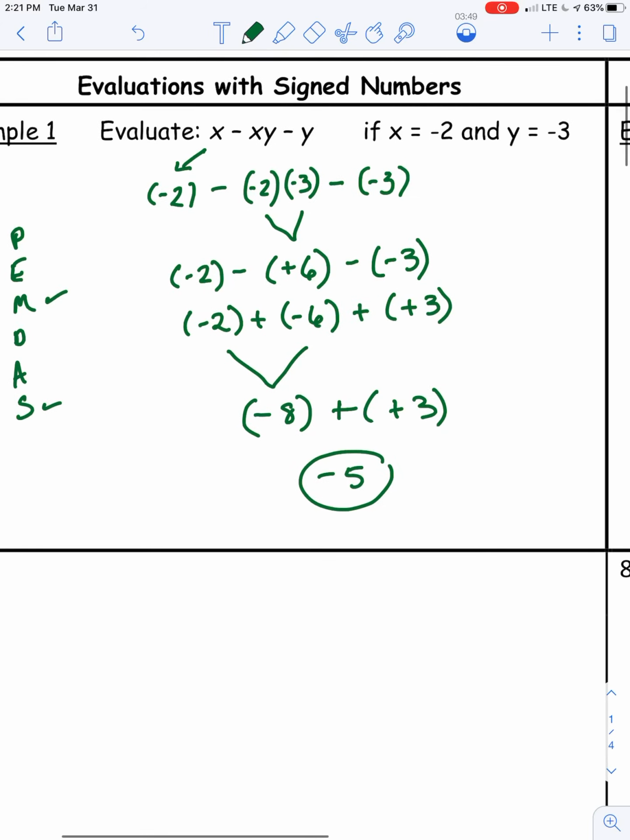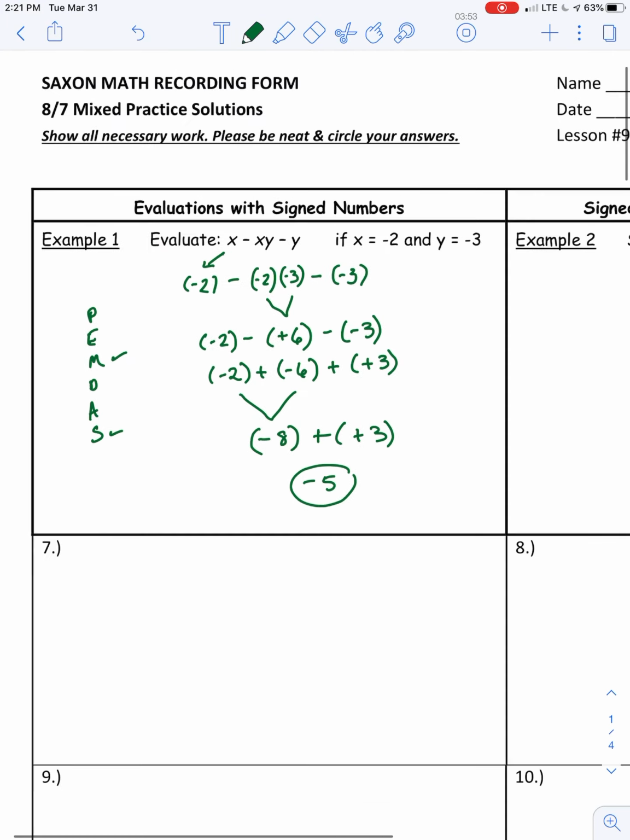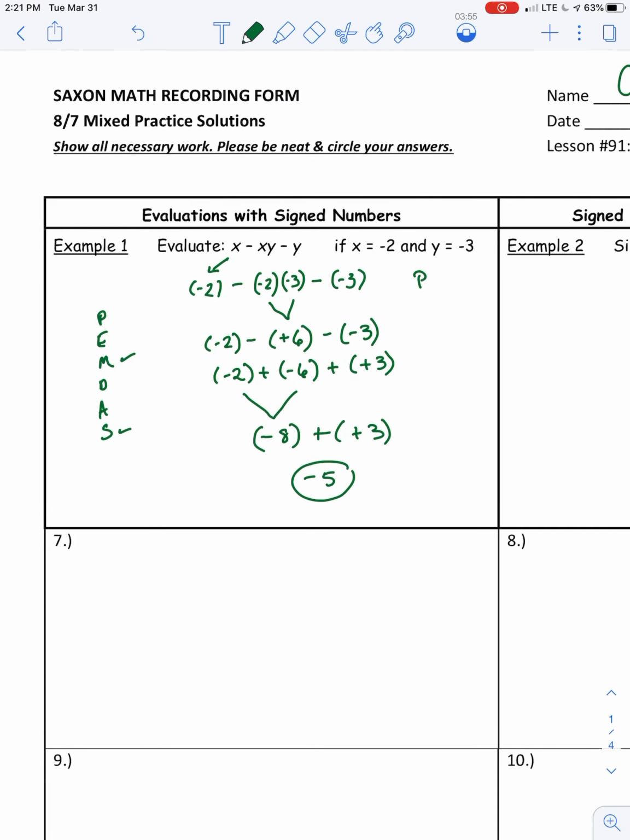And that's how we would work out a problem like that. Okay, so remember, we did the parentheses first, and then we filled in the numbers, and then we performed our operation using PEMDAS.